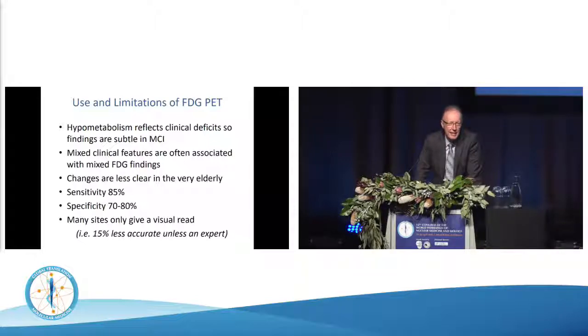Unfortunately, if you get an 80-year-old coming in with clear cognitive impairment, not so the case. You often may find that the findings are somewhat subtle and mixed. There is still a limitation. The specificity for type of dementia still seems to be stuck down at around the 70 to 80% mark. As I've mentioned, some sites only give a visual read. I strongly discourage this. It makes you at least 15% less accurate than an expert if you just do that.